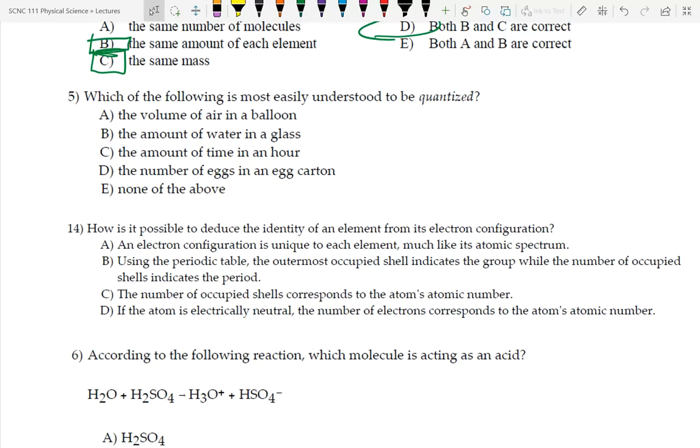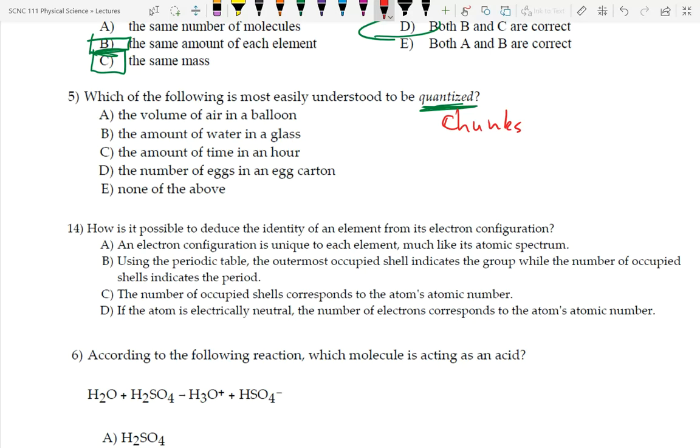Which of the following is most easily understood to be quantized? What does that word quantized mean? Fair enough. Quantized means that it comes in chunks. That is, you can have one of these, two of these, three of these, but you can't have 1.675 of these. And so when you look at this, you're just saying, which one comes in chunks?